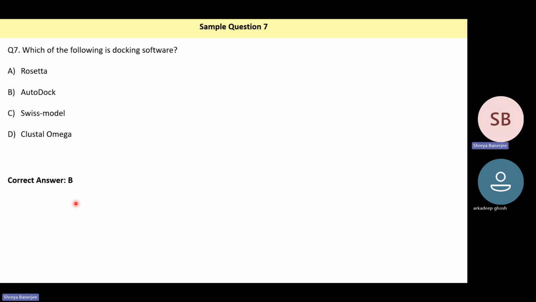So here the answer is AutoDock. AutoDock is the docking software that we use most commonly to carry out docking and predict. Docking is basically used for virtual screening of ligands. So instead of testing each ligand individually experimentally, which will involve a lot of time and money, docking software AutoDock is used to predict the binding affinities and narrow down the list of ligands to be synthesized and experimentally tested. So this docking software is AutoDock, that is B.